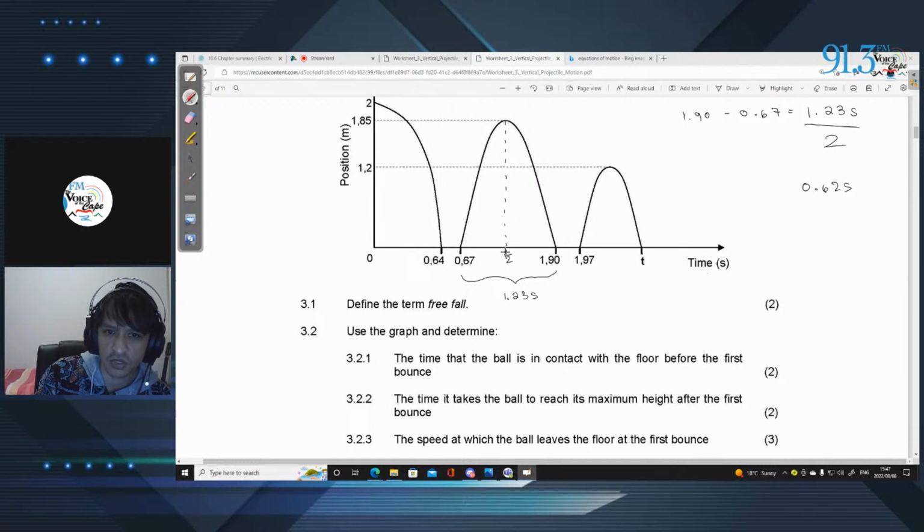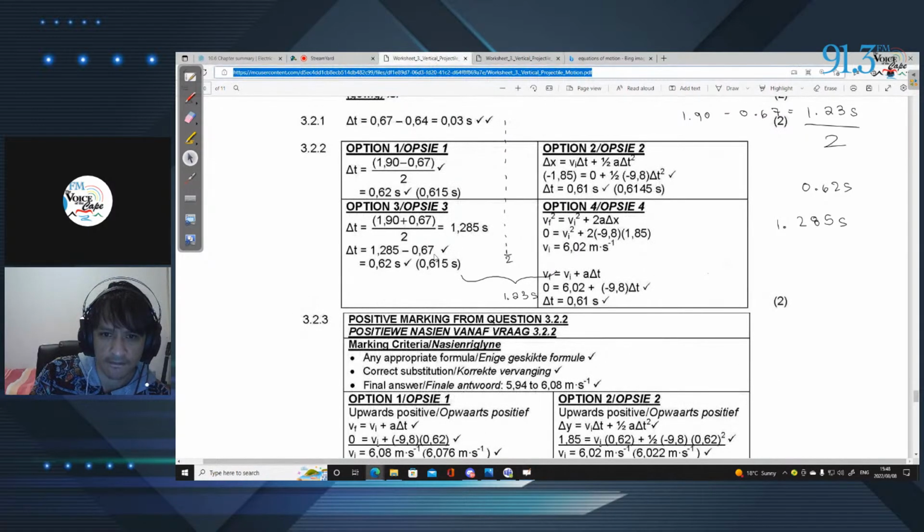And then what we do is we just add the 0.62 onto the 0.67. And we know that it took 1.285 seconds for it to reach maximum height. So let's take a look here. And there we go, 0.62 is our answer. Easy peasy.